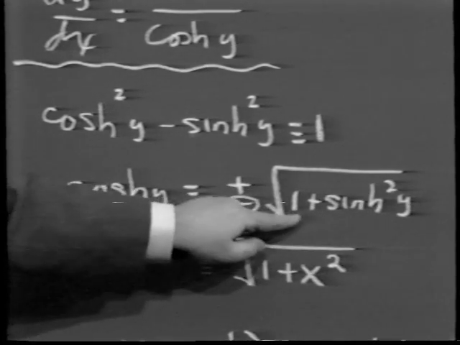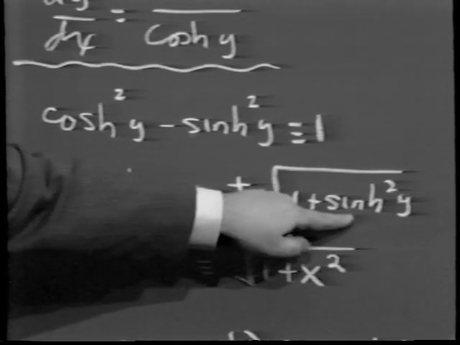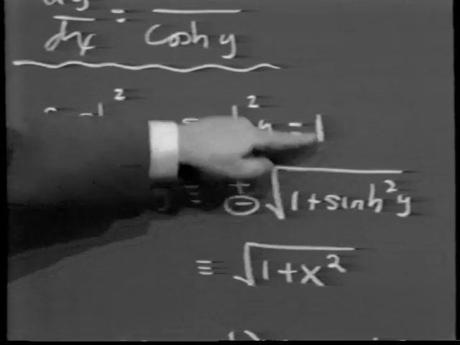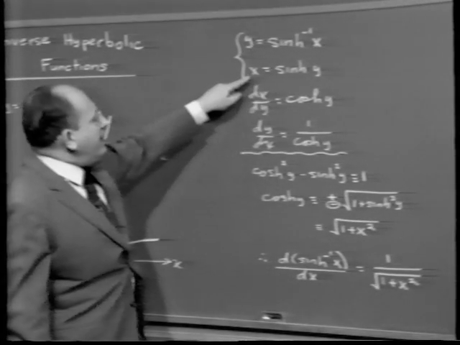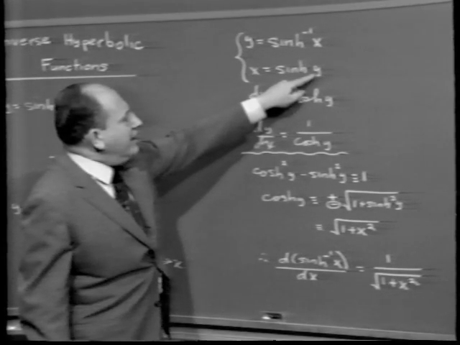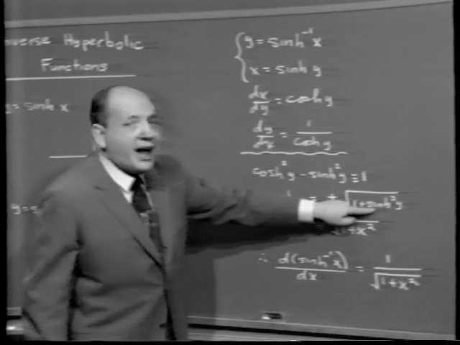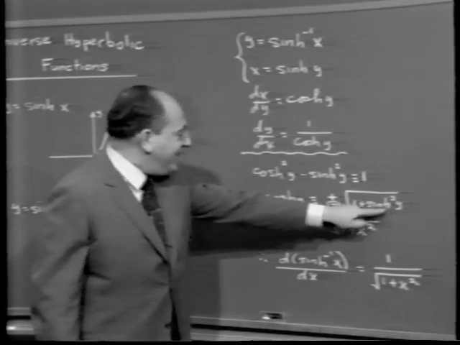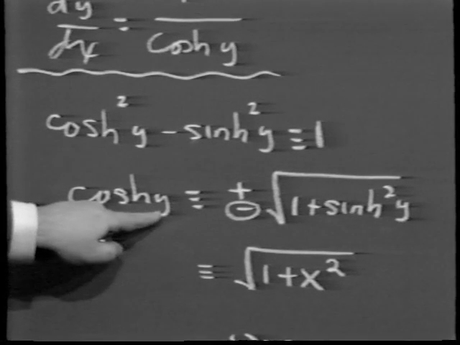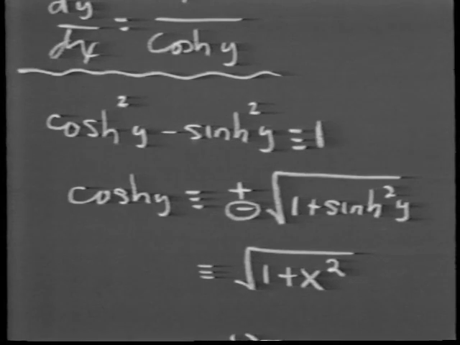Now keep in mind why we went to this identity in the first place. The reason we went to this identity in the first place is if we come back to the beginning of our problem, we see that we had that x is equal to sinh y. In other words, down here now, all we do is replace sinh y by its synonym, namely x, and we arrive at the fact that cosh y is the square root of 1 plus x squared.